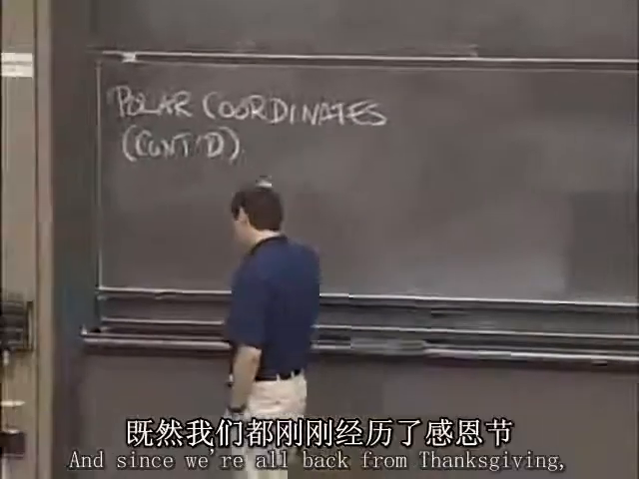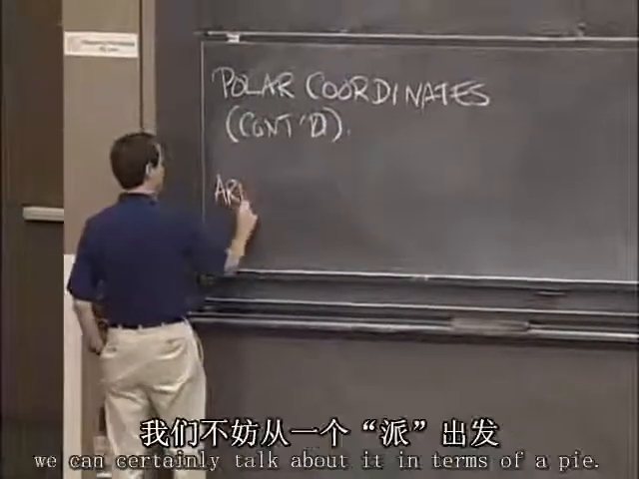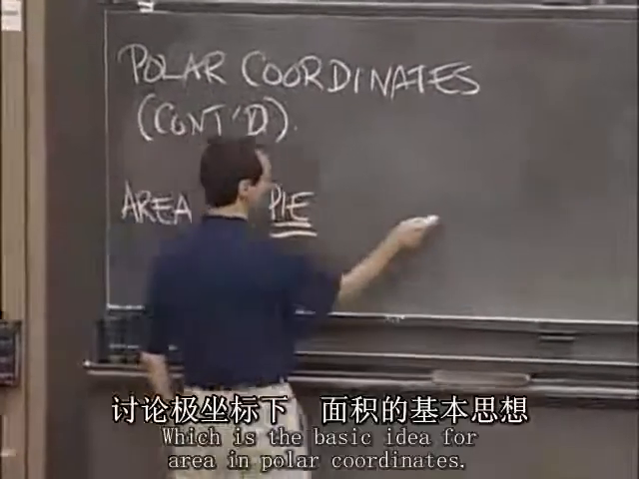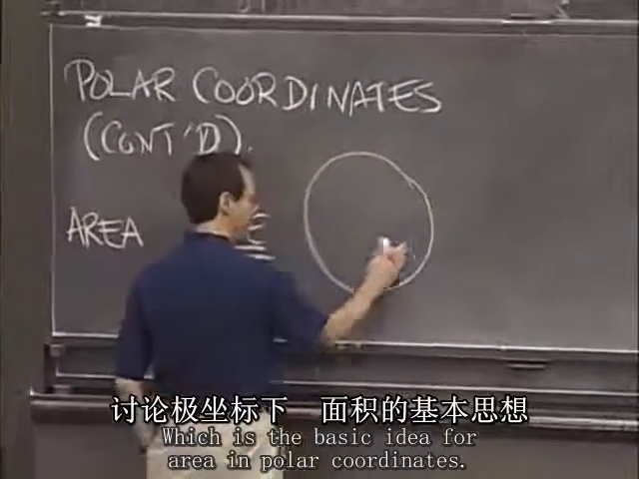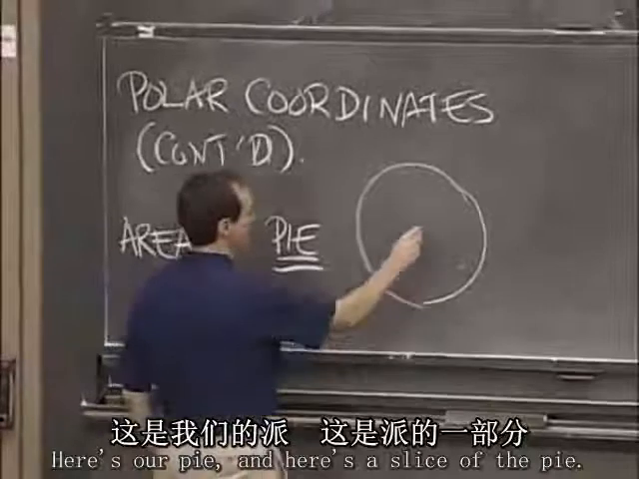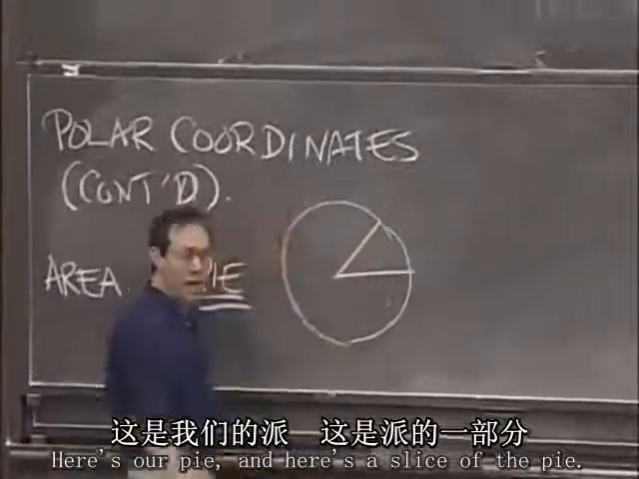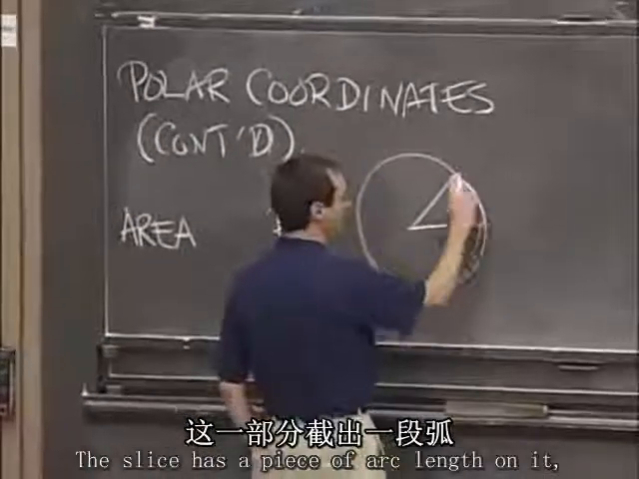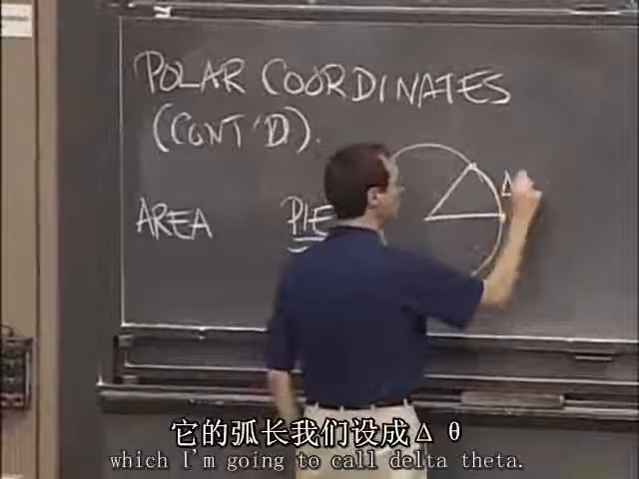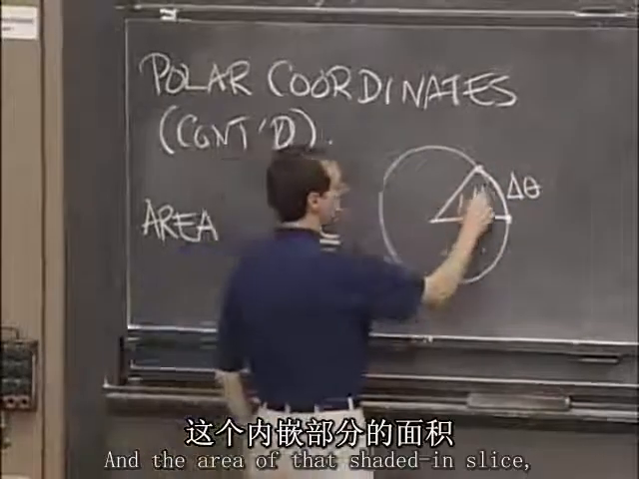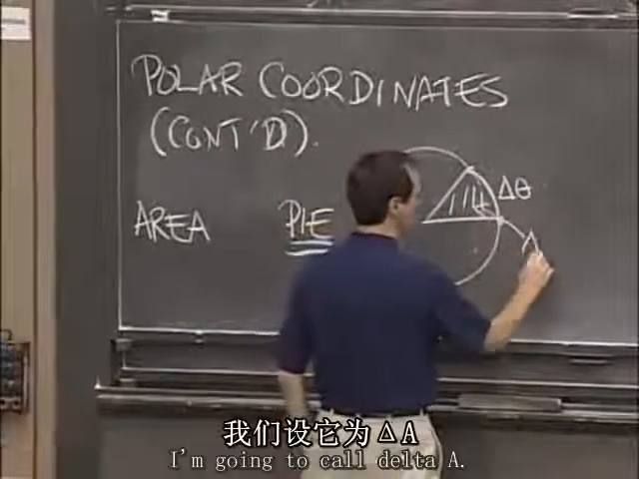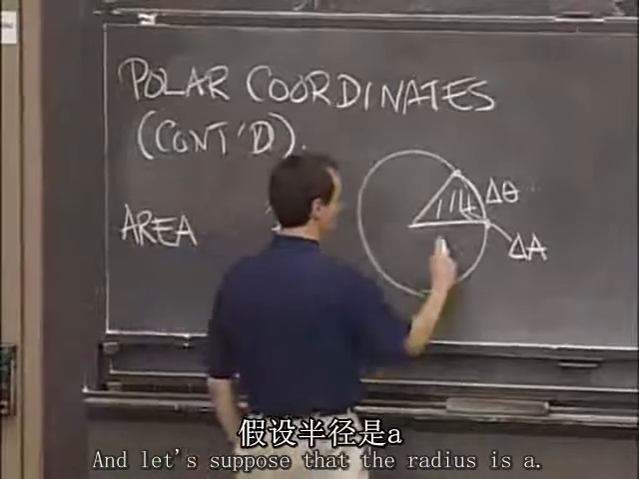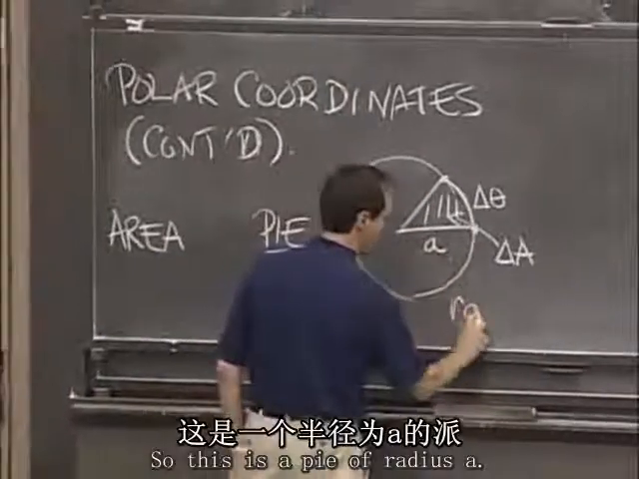And since we're all back from Thanksgiving, we can certainly talk about it in terms of a pie, which is the basic idea for area and polar coordinates. Here's our pie, and here's a slice of the pie. The slice has a piece of arc length on it, which I'm going to call delta theta. And the area of that shaded slice, I'm going to call delta A. And let's suppose that the radius is little a. So this is a pie of radius a.